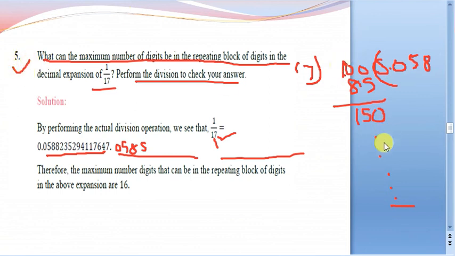Just we have to do the long division, nothing else, and we have to identify the decimal block which keeps on repeating after this particular decimal point.